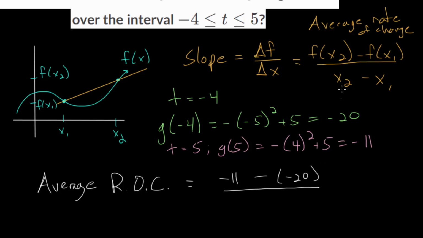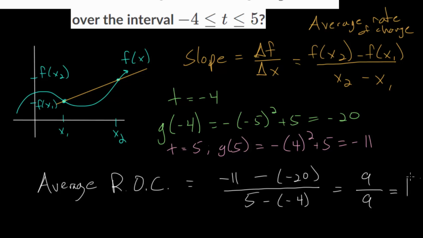And in the denominator, we take the bigger t-value, which is 5, and subtract the smaller t-value, which is negative 4. Now, in our numerator, we have minus 11 plus 20, which would be 9. And in our denominator, we have 5 minus negative 4, or 5 plus 4, which is also 9. So our average rate of change over that interval is positive 1.